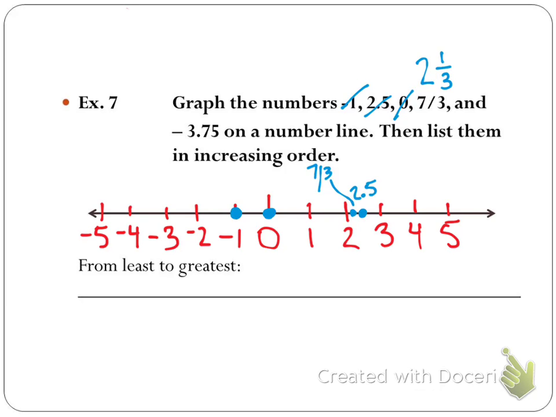Okay, if you want to make a little note of that. So 7/3 would go between the 2 and the 2.5. If you don't get it exactly where it should go, that's fine, but you should have it in a reasonable place.